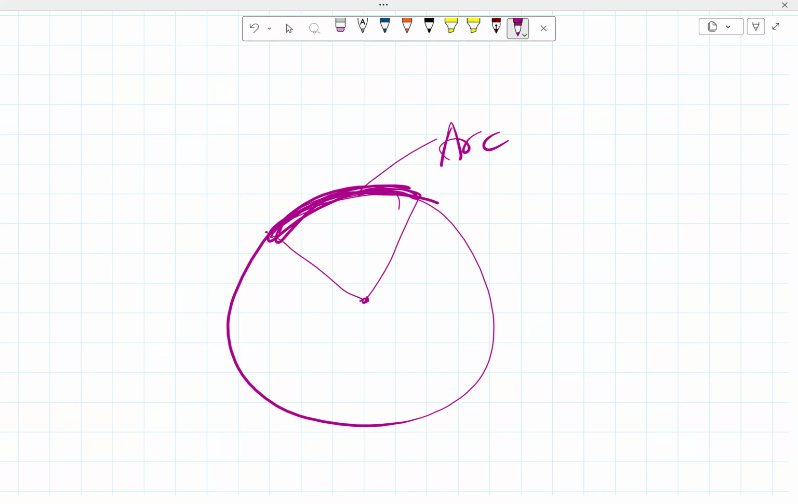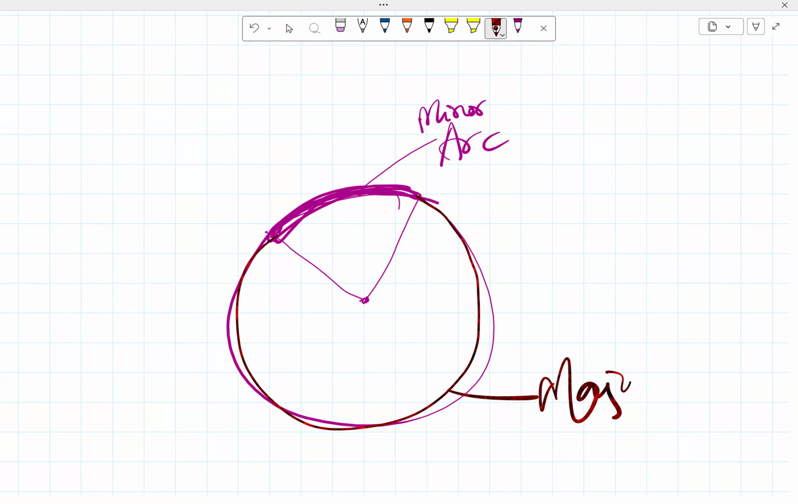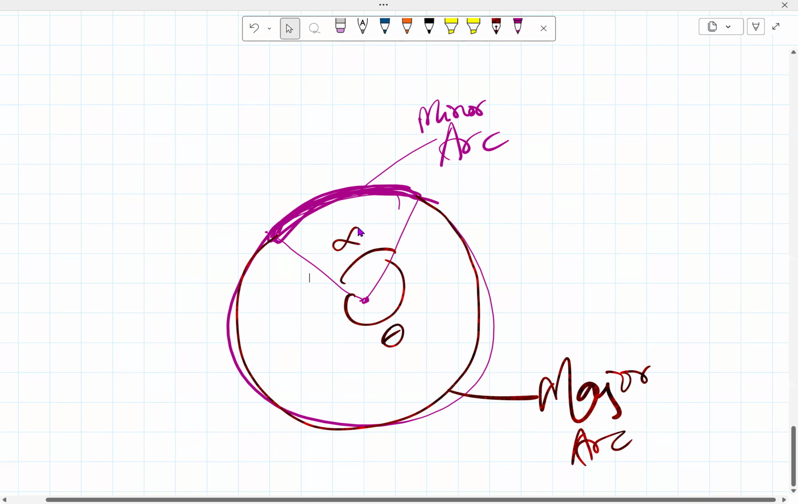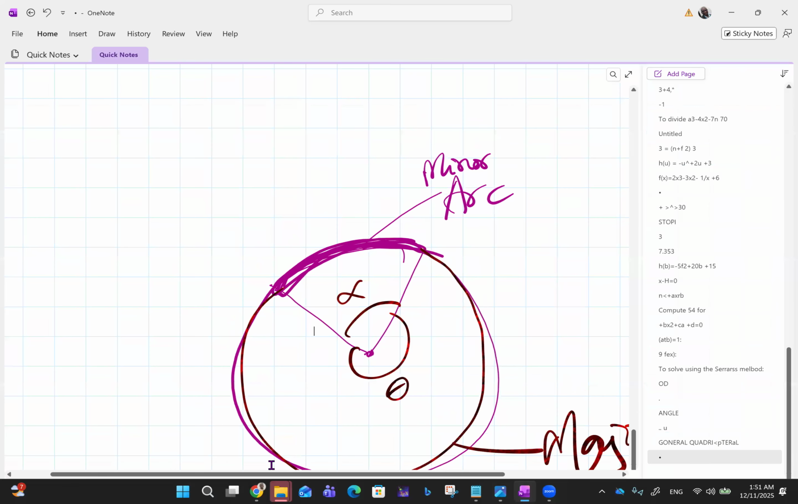So in this case we have two arcs. The smaller arc is the minor arc. We also have the major arc, which is this bigger part. What distinguishes the two arcs is the angle. This is the angle, big theta, of the major arc, and this is the angle of the minor arc. So angles distinguish between the arcs. The smaller arc cuts out the smaller angle of the two, and the major arc cuts out the bigger angle.